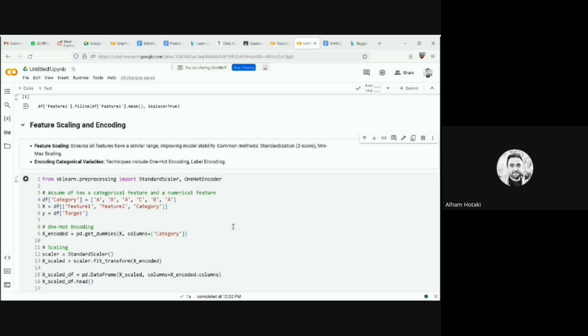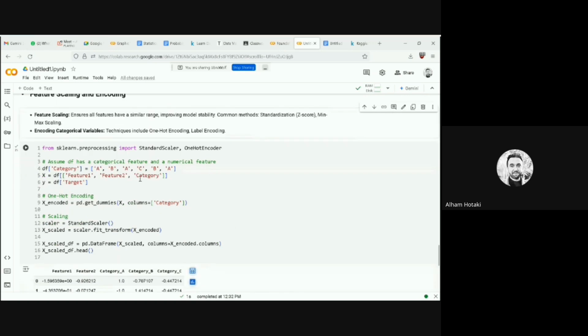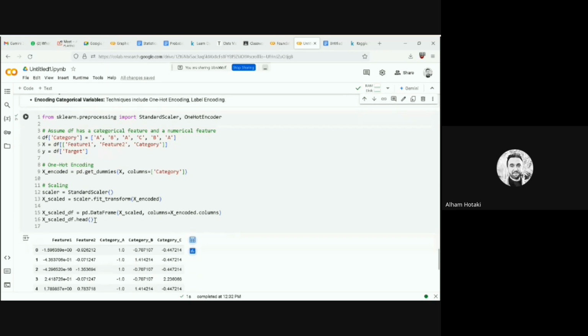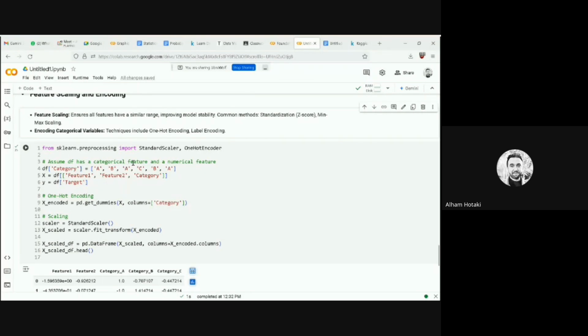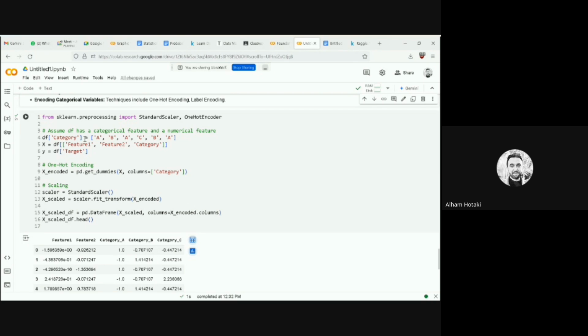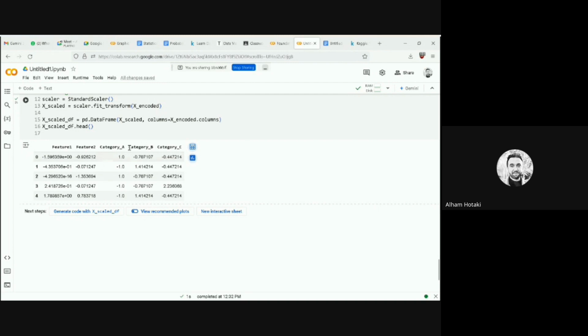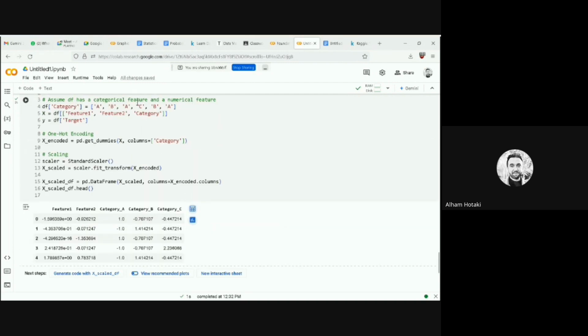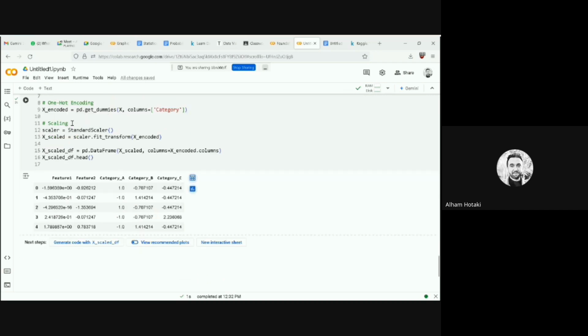That way, if you have a very large data set, you will be developing a model which will be very accurate in understanding all the aspects. For example, we have categories A, B, C, D. Look at these categories, and we have feature 1, feature 2, and category C. With one-hot encoding you're doing the category encoding. So category A, category B, and category C will be encoded automatically. Look at this, they are getting encoded automatically. This is called one-hot encoding.